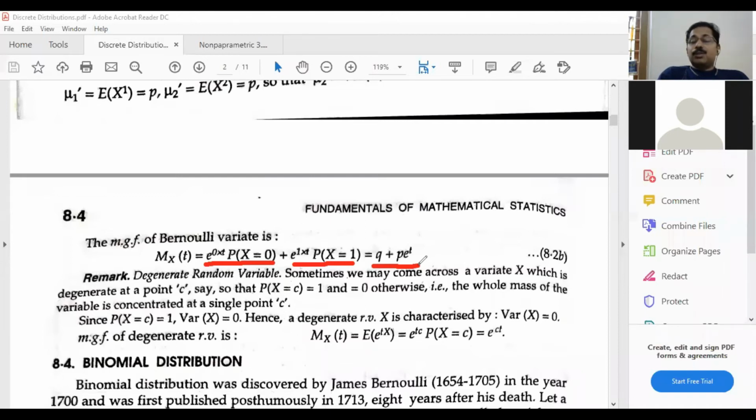Okay. So using this M_X(t), you can find out all the raw moments, and you have already shown that the raw moments of Bernoulli distribution are a fixed value, it is P.